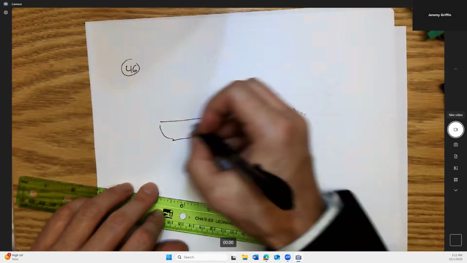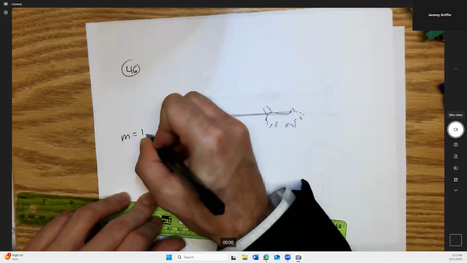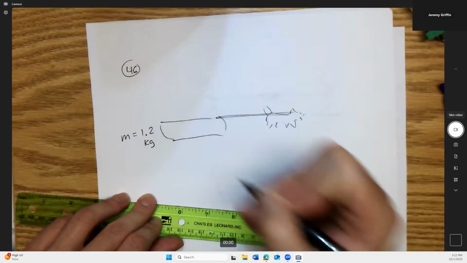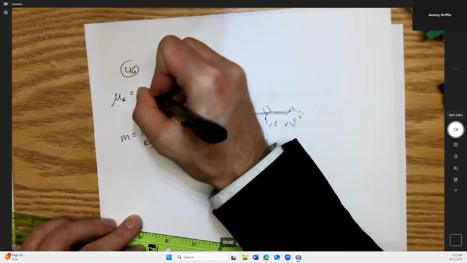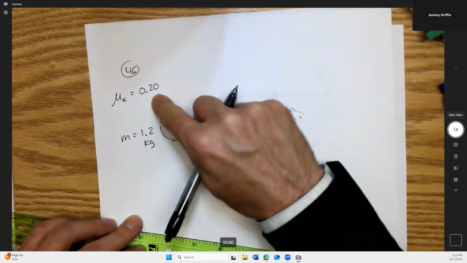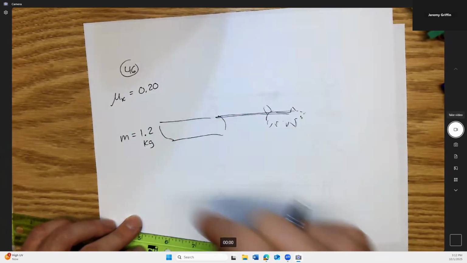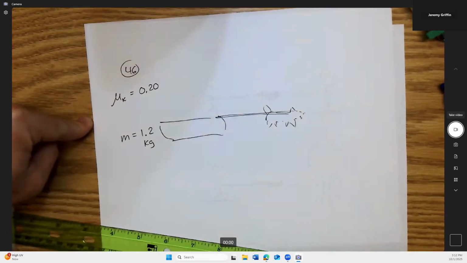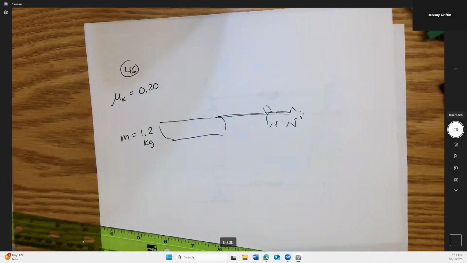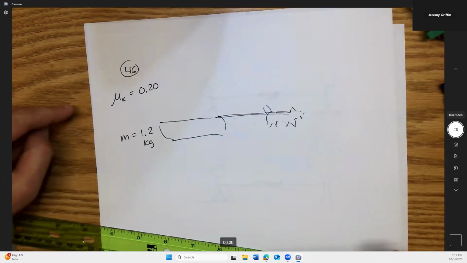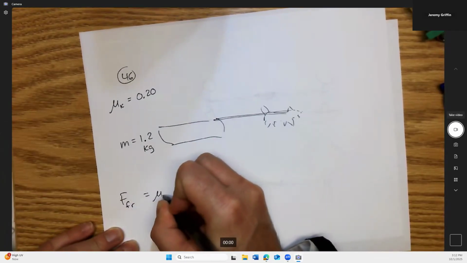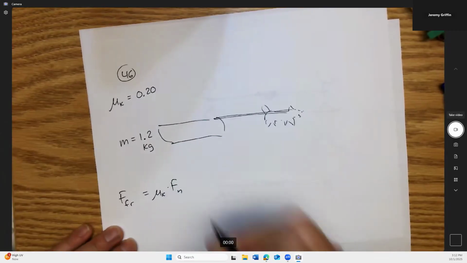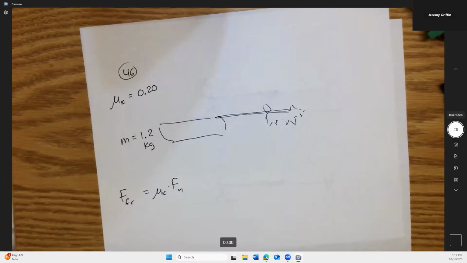The mass of the sled is 1.2 kilograms, and the coefficient of kinetic friction is 0.2. Side thought here: what is 0.2 as a fraction? That's 1 over 5. You guys know what that means. It means the friction force is 1/5 of the normal force. Isn't that what that means? Oh, you guys are copying that.